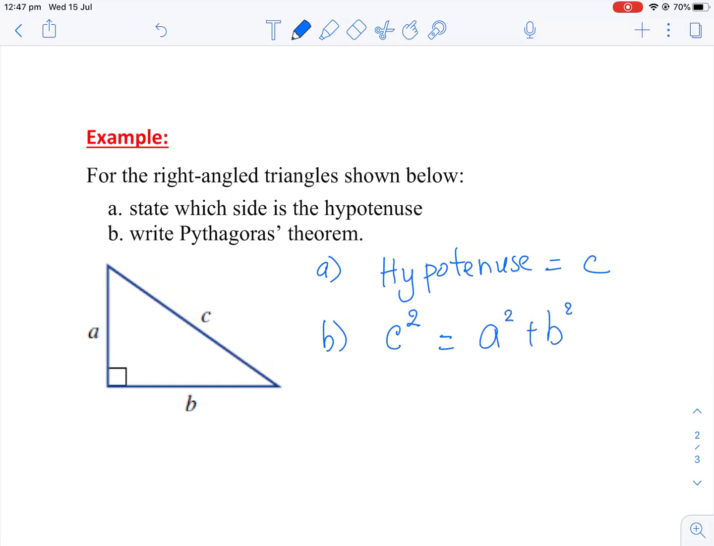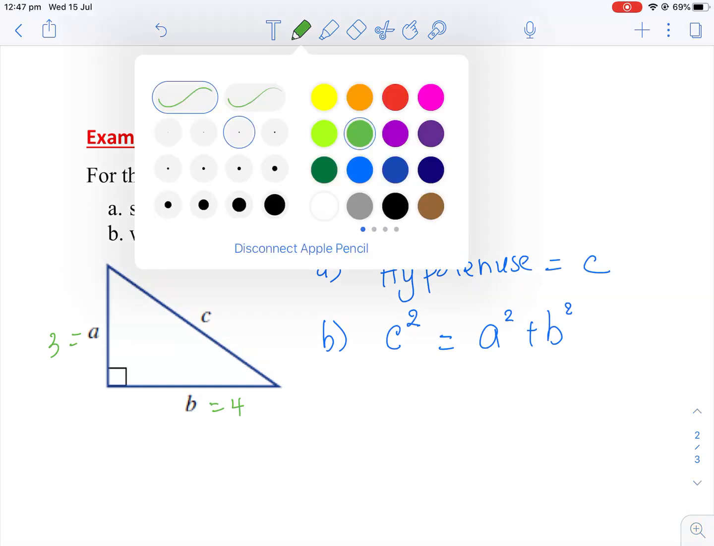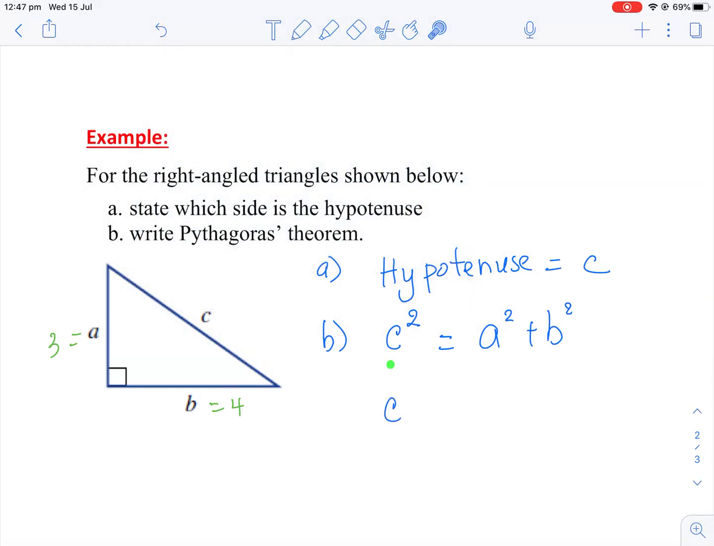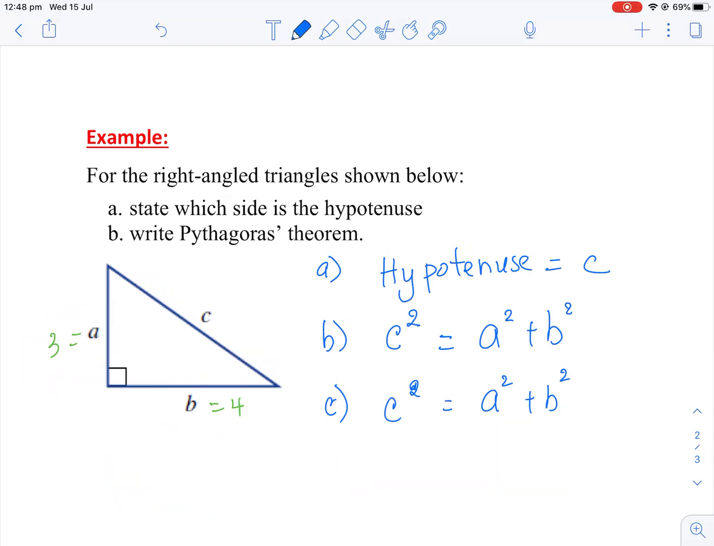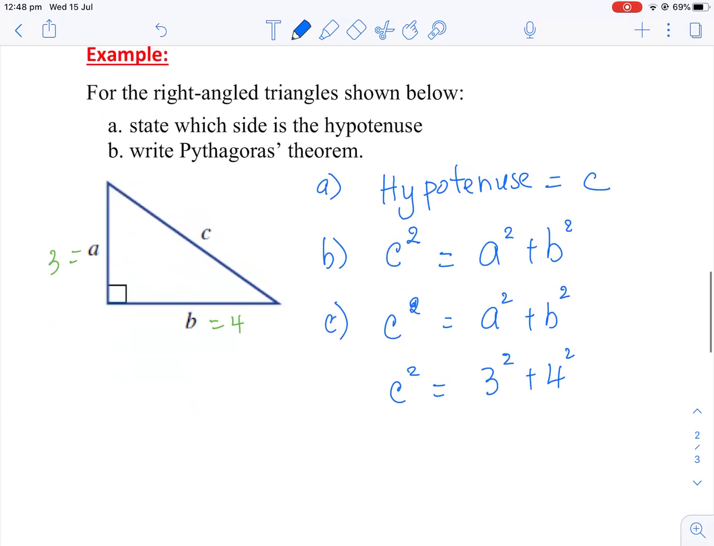One more extended question. You need to find C. If I have A equal 3 and B equal 4, can you calculate C for me? We're going to use this formula, C square equals A square plus B square. I rewrite the formula, and then I substitute the values of A and B into this equation. Then I will have C square equals 3 square plus 4 square. So C square will equal 9 plus 16. So C square will equal 25.